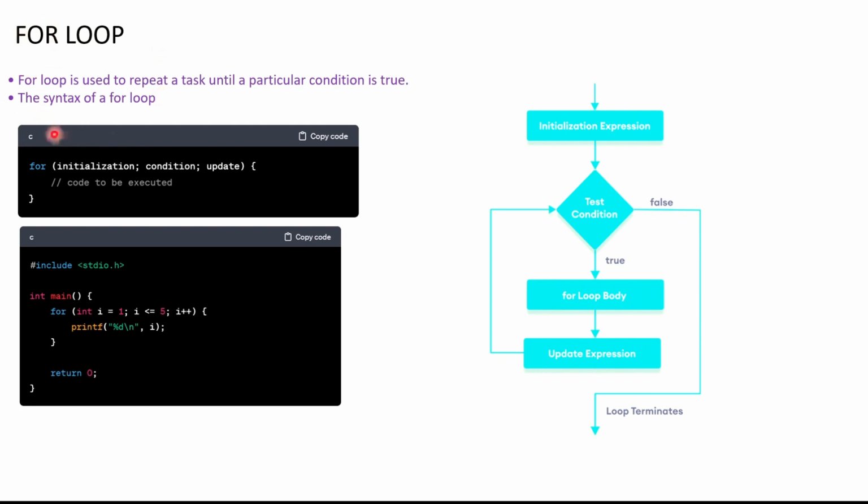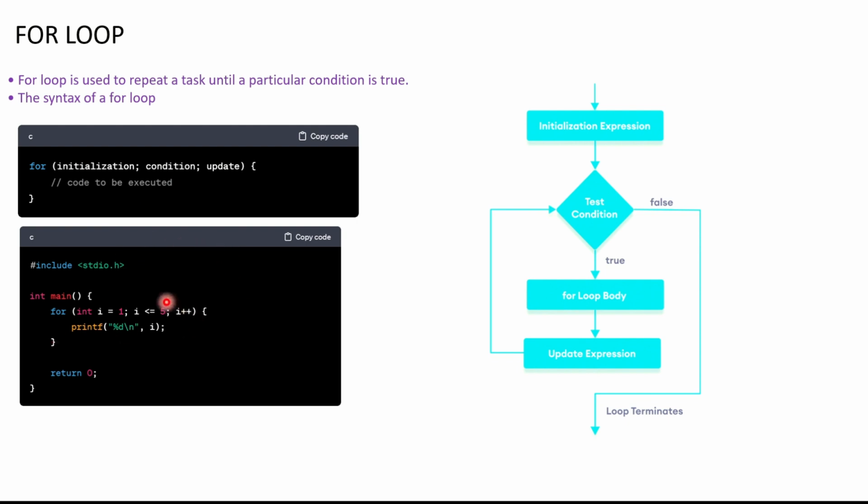And the last loop is the for loop. The for loop is used to repeat a task until a particular condition is true. The syntax of the for loop is as follows. The for keyword, initialization, condition, and update. Update can also be called incrementing the value or decrementing the value, depending on how the user wants the program to be, and the block of code to be executed.